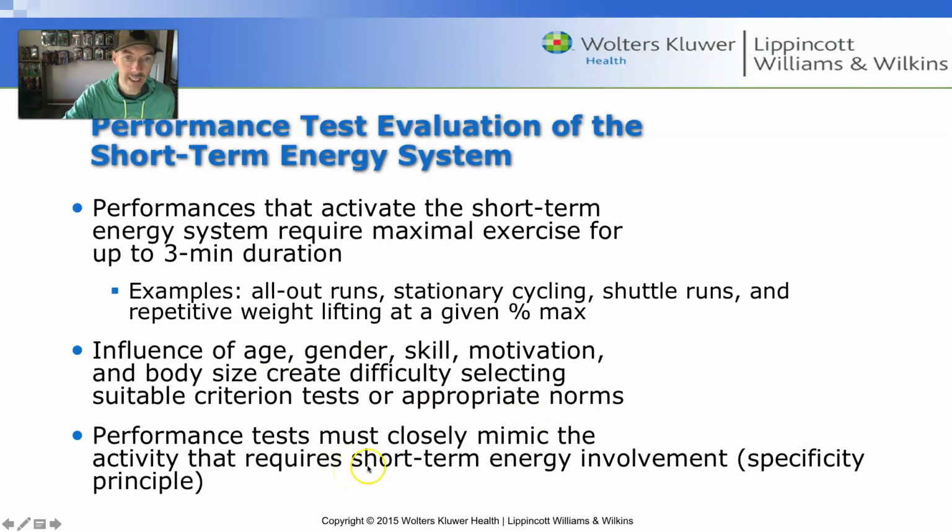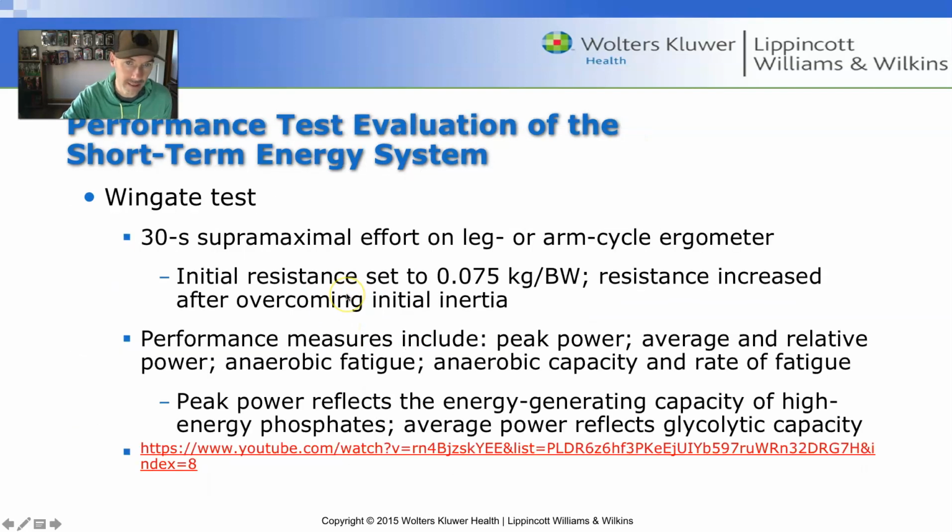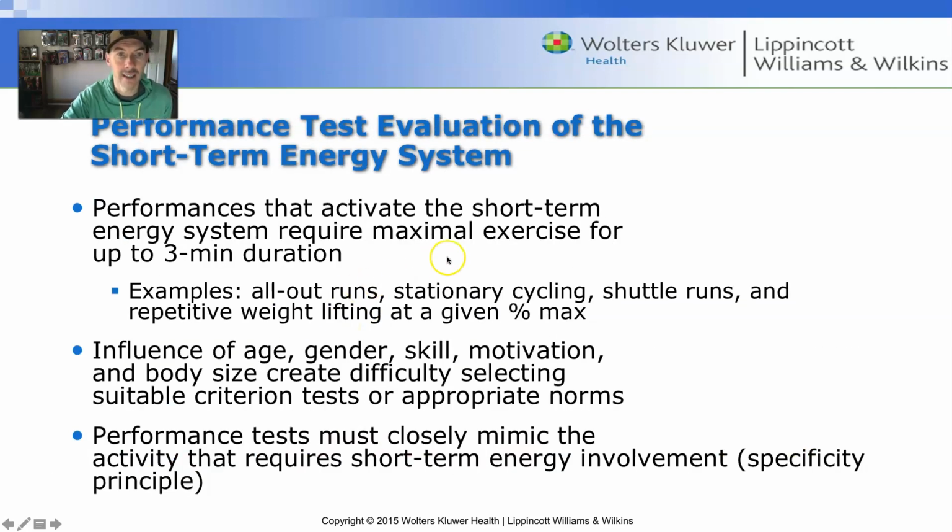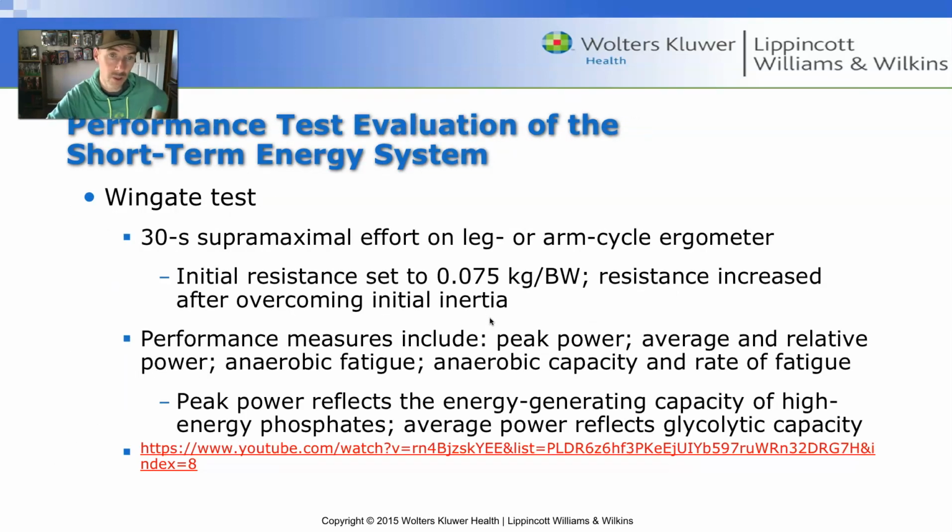Again, though, we should pick an activity that closely mimics the sport. So if we have a track athlete, we want to do a running-based test. If we had a cyclist, we would use the cycling test. If we had somebody who maybe played football or does strength training, we would choose a weightlifting-based test. With research, the cycling test is the most commonly used, and that test is known as the Wingate.